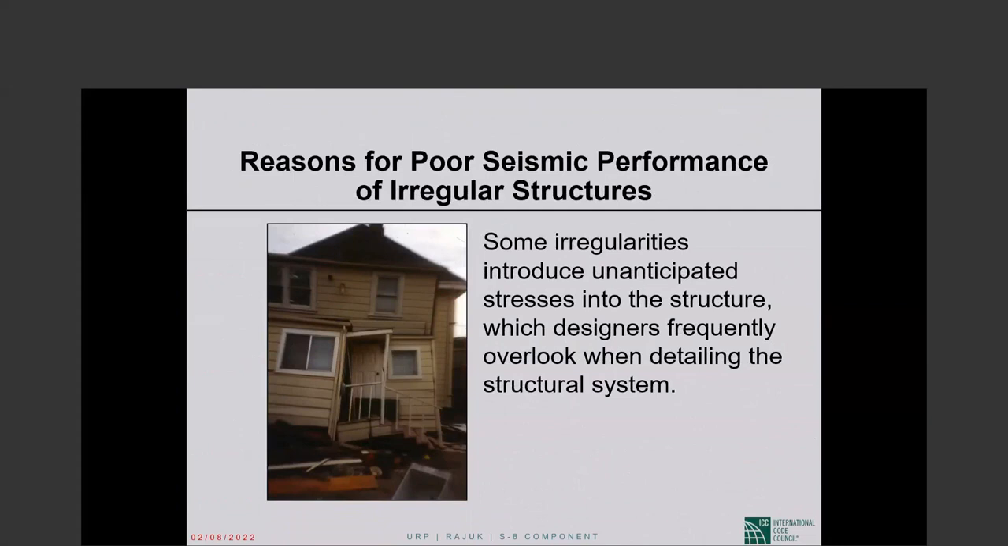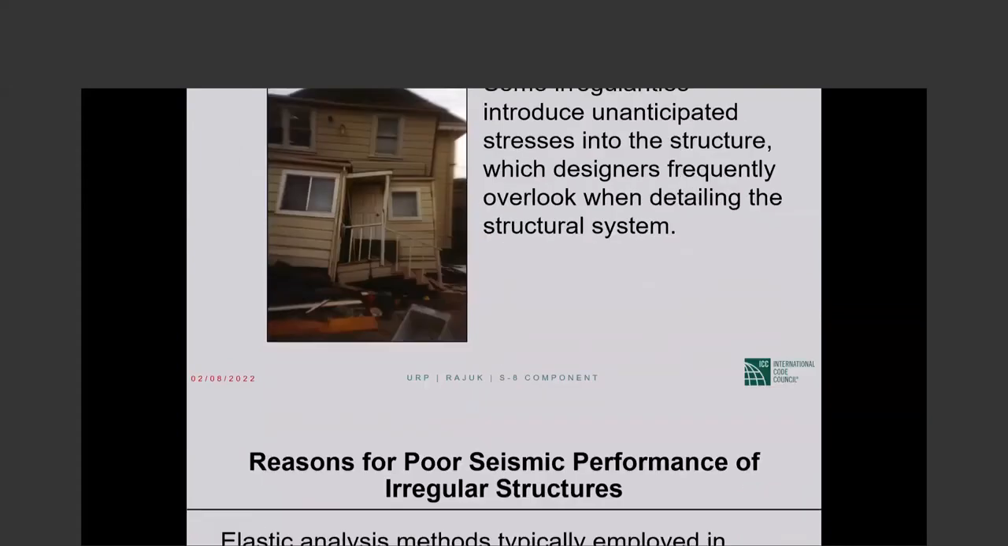Some irregularities introduce unanticipated stresses into the structure, which designers frequently overlook when detailing the structural system. This is a building out of Japan, I believe, after the Kobe earthquake. That's where I think I took that picture.